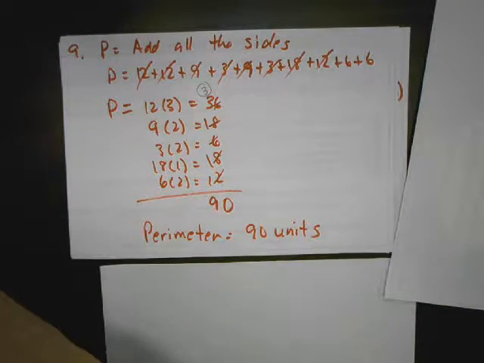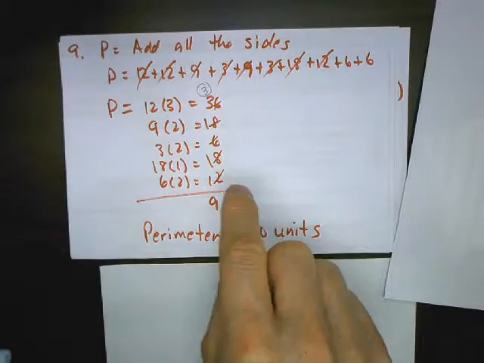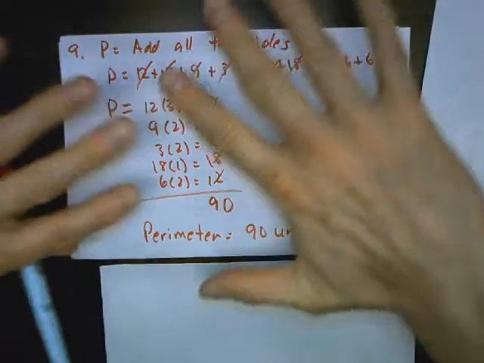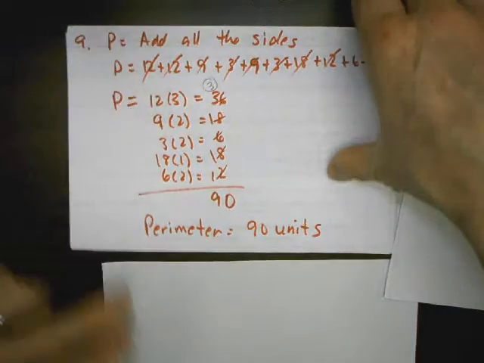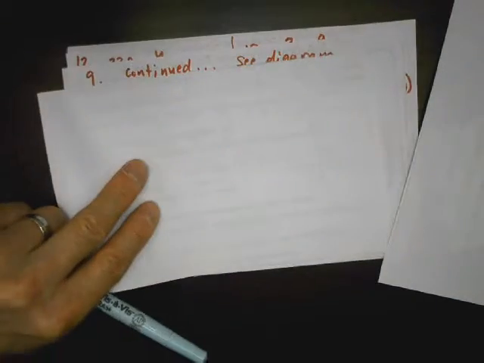Notice it's not 90 units squared because perimeter is a linear distance. It's not how many two-dimensional squares to cover it. That's area, and that's what we're going to do next. Now we're going to find the area for this diagram.